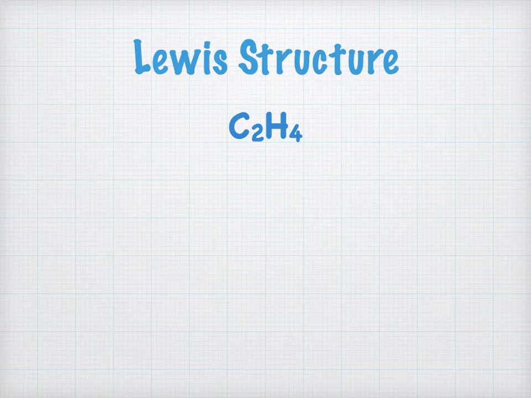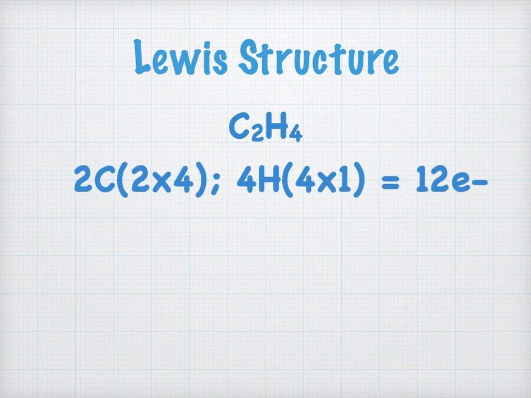Okay, so hopefully you took a break there and did that. We have 2 carbons, each with 4 valence electrons. We have 4 hydrogens, each with 1. That gets us to a total of 12. Like I said, the carbons are going to have to be bonded to each other in the center, because you can't have a hydrogen in the center. It can only form 1 bond.